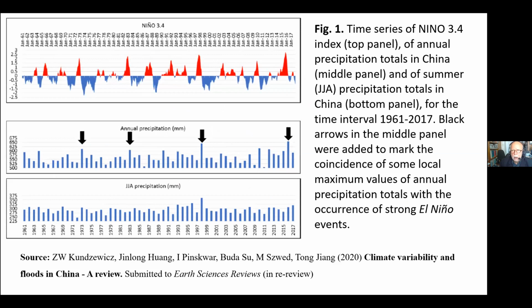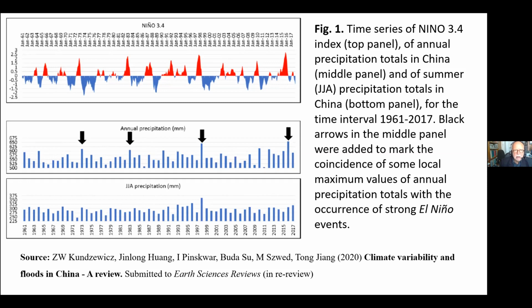And we also submitted a paper about climate variability and floods in China, a review. It is now in re-review and we are optimistic, but I'd like to show you a few slides based on this paper. So you see, large El Niño, or a strong warm phase of El Niño, of ENSO, coincides with high annual precipitation in China.